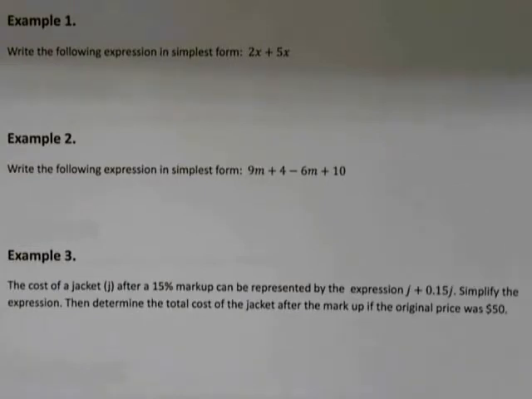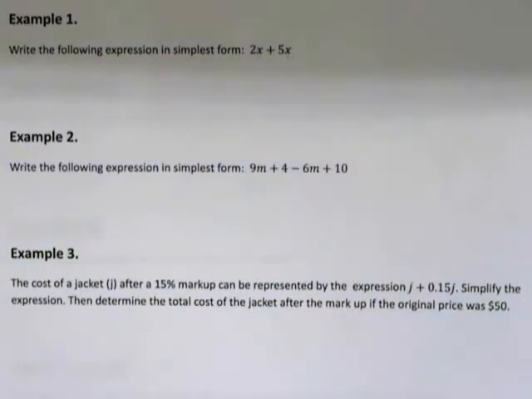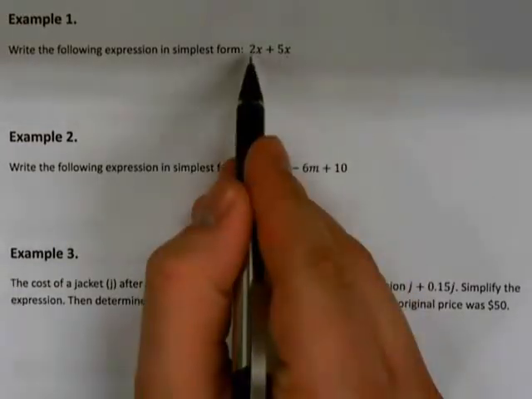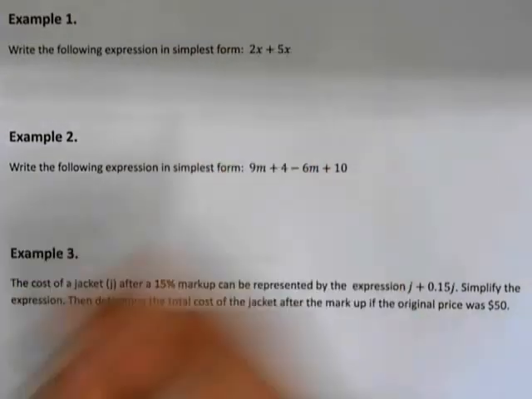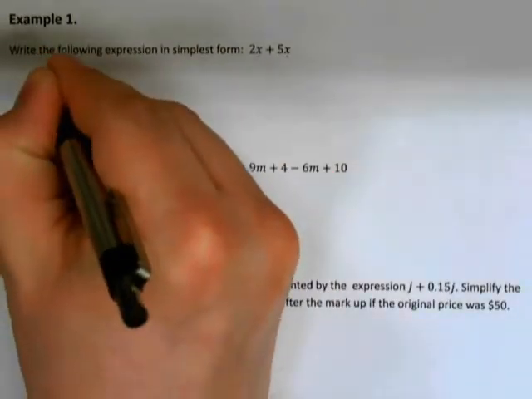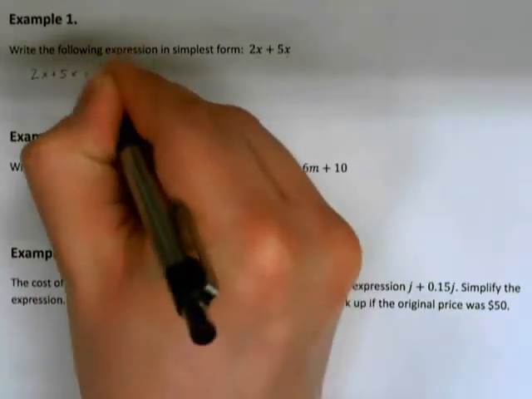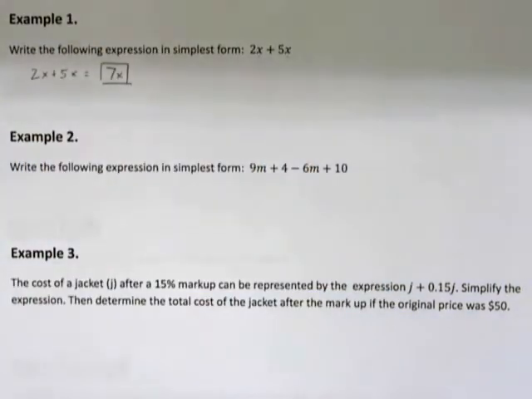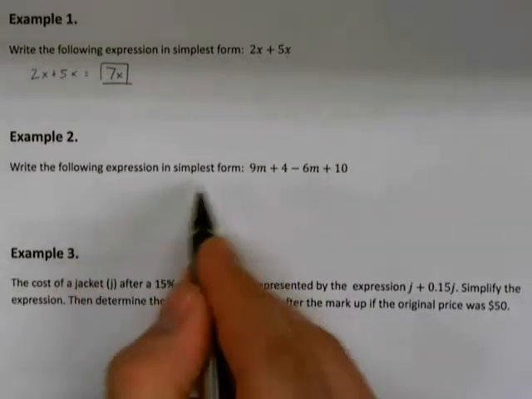Example 1 says, write the following expression in simplest form. We have 2x plus 5x. Now what we see here is that these are like terms, right? And here's the really cool thing about like terms: when you're adding or subtracting them, these are common, so we just have to add or subtract these numbers. So 2 plus 5 is 7. So in simplest form, 2x plus 5x is equal to 7x. We can just add those together and we get 7x. That's it.